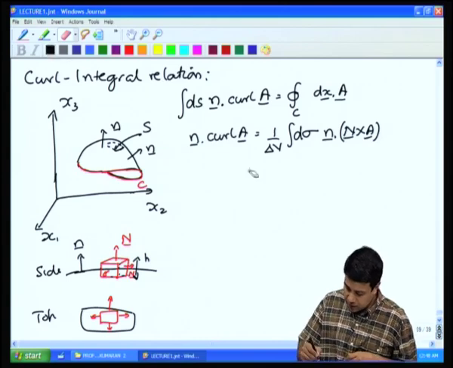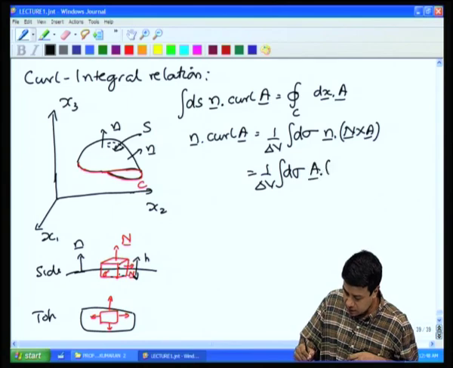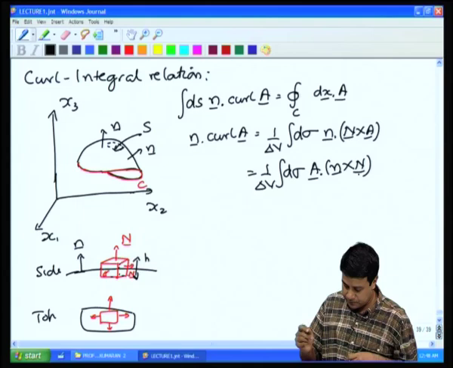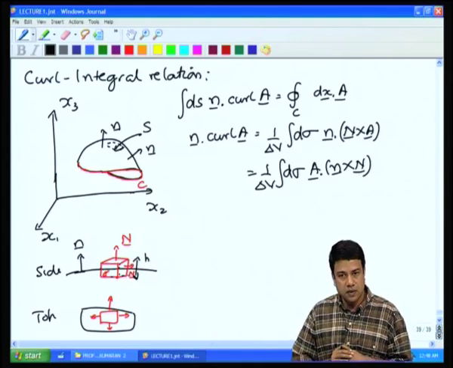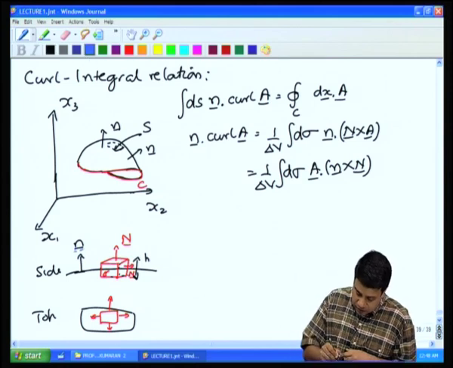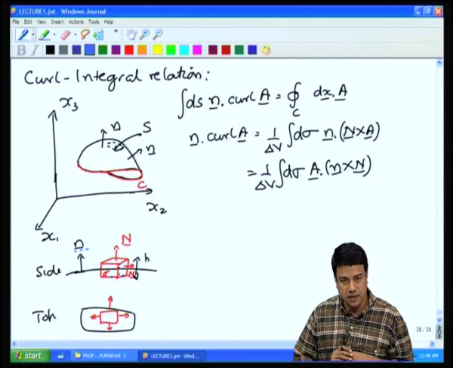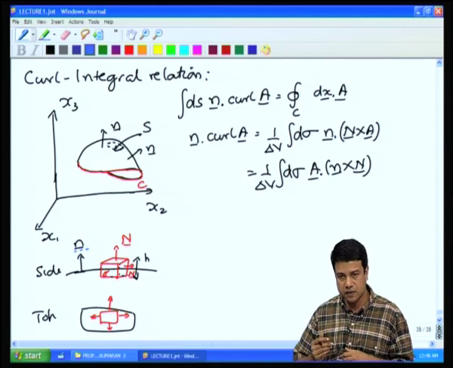So, let us use all of this. I can write this as 1 by delta V integral d sigma of A dot n cross n. So, what is this A dot n cross n? Small n is this vector, it always points upward. Capital N is the vector that is perpendicular to the surface. On the top and bottom it is upward and downward. On the front and back it is pointing out and into the board. On the right and left it is to the right and the left.